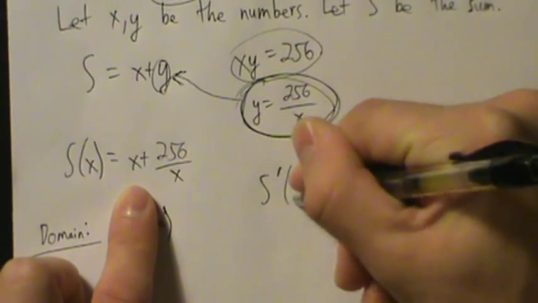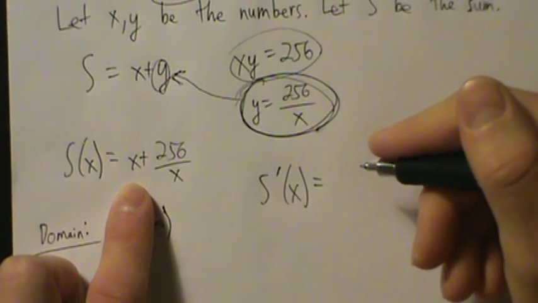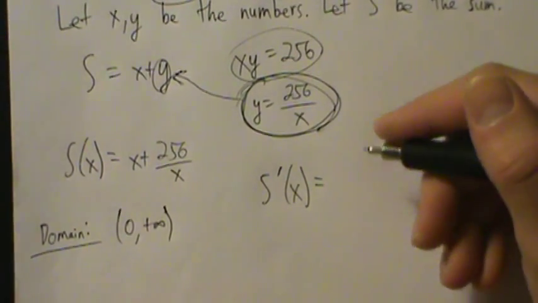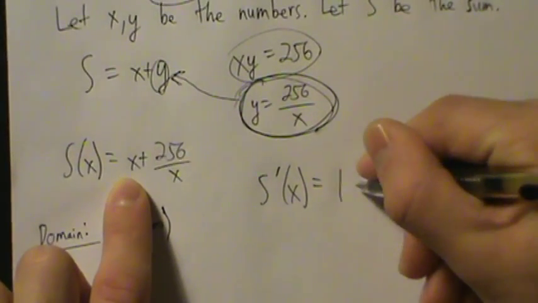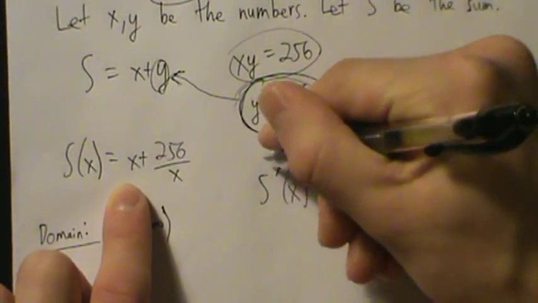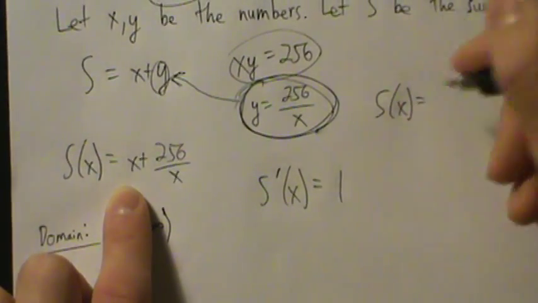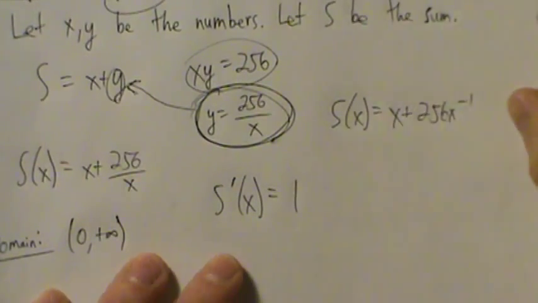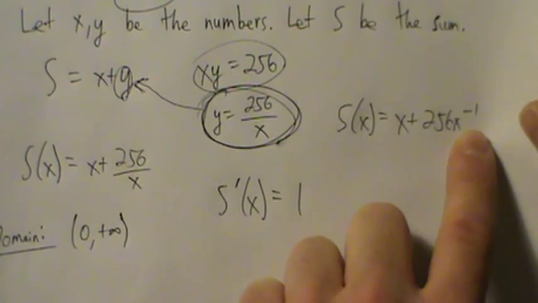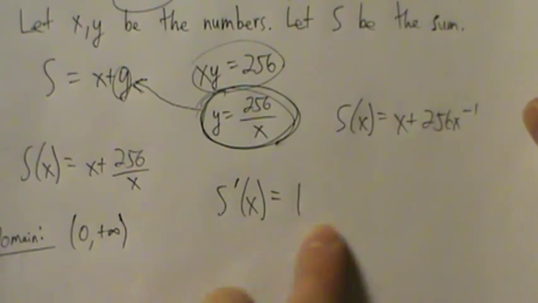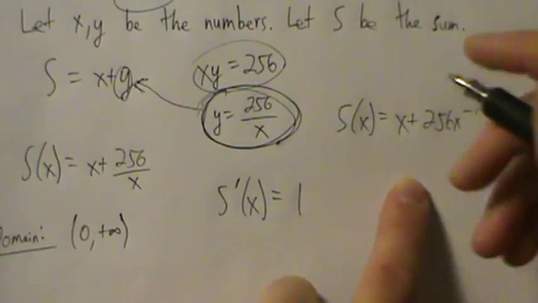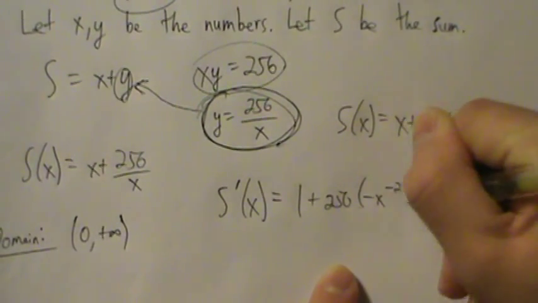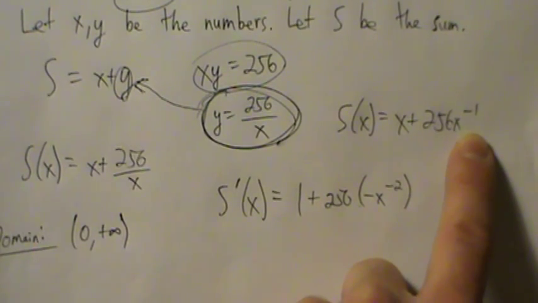So s prime of x equals, there's a lot of different ways we could approach this. Let's do it like this. Before that, let's rewrite s like this: s of x equals x plus 256x to the negative 1. Then when we take a derivative, this first term is still going to be 1, but now we can say plus 256 times negative x to the negative 2. All we did here was just a power rule.